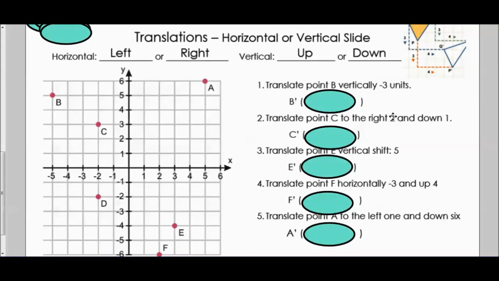Translations can be talked about in a couple different ways. So we can say move left or right, up or down. You could say horizontal or vertical. And on the back we'll see that there's a way to write it with variables.